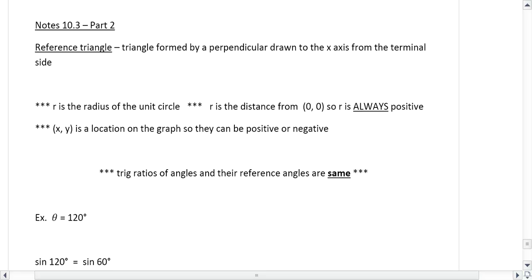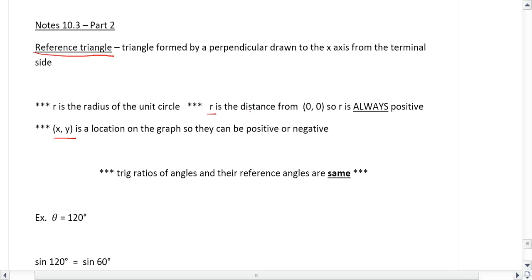Some more exciting terms. First of all, a reference triangle is a triangle that's formed by drawing a perpendicular from the terminal side of the angle to the x-axis. We'll look at a picture of this in just a moment. We're going to be labeling the sides of our triangle using r. R is the distance from the origin out to the terminal side, or really is the terminal side, and xy is a location on the graph.